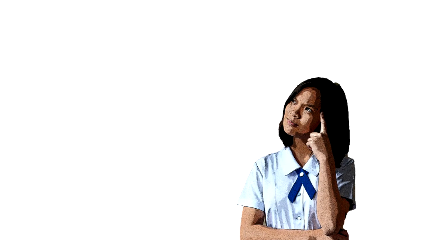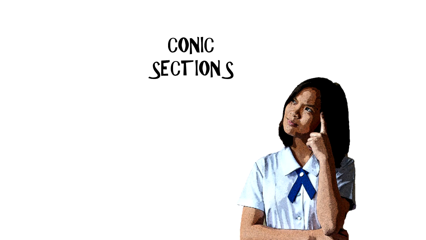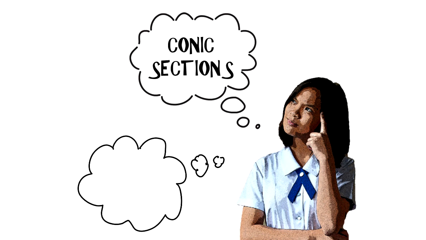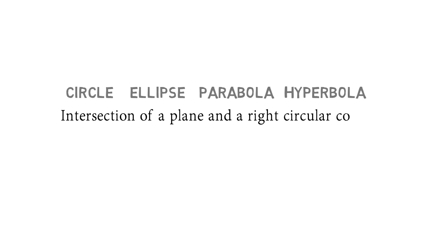Let's see if we can learn a thing or two about conic sections. So to start with, what are they and why are they called conic sections? You probably knew a few of them already, either the circle, the parabola, or both. The conic sections are the circle, the ellipse, the parabola, and the hyperbola. But why are they called conic sections? Simple, because they are the intersection of a plane and a right cone.